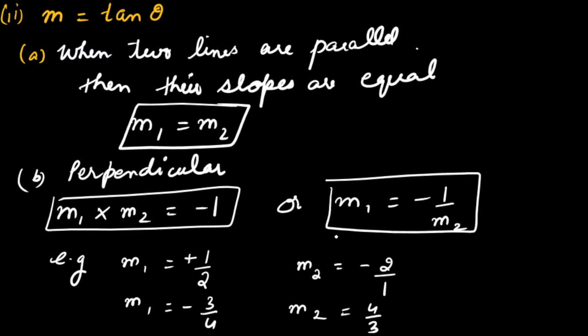If this is positive, then the slope of the perpendicular line will be negative, as well as the reciprocal of the number. I hope this is clear. If the slope is negative, then the slope of the perpendicular line will be positive, as well as the reciprocal. So 3 by 4's reciprocal is 4 by 3. Is it clear about the slope?